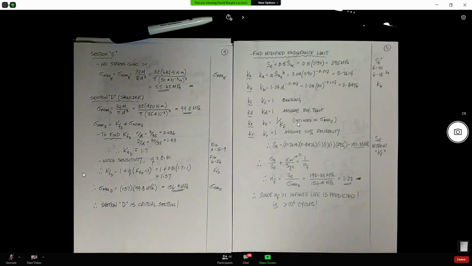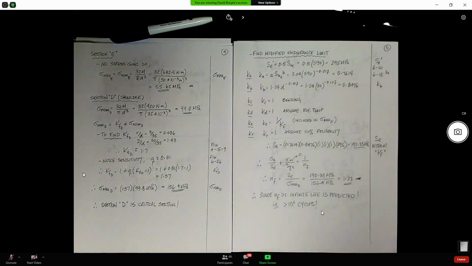Now, here you see that I made a little note to myself that I included it over here in my maximum. So I've already multiplied this by the 1.57. That's just to remind me when I go to find my factor of safety that I'm already using the stress concentration factor in my value of my stress. So I didn't include it in my SE. In this case, I made the choice to not put it in the SE, but to put it in the stress. And then I come up with a factor of safety, which is greater than 1. It just means that it has infinite life.